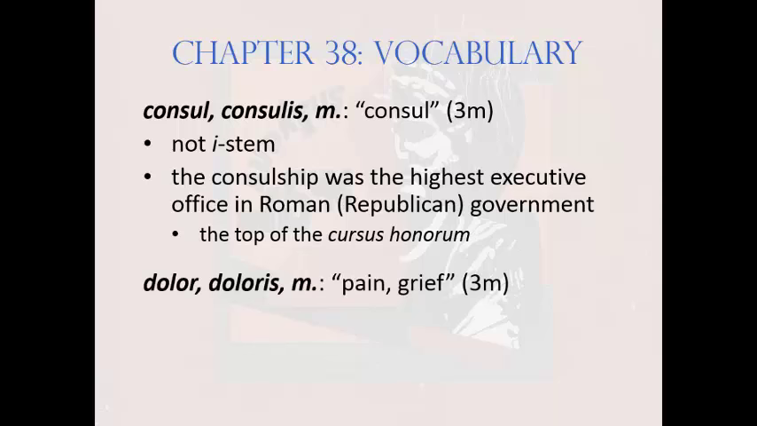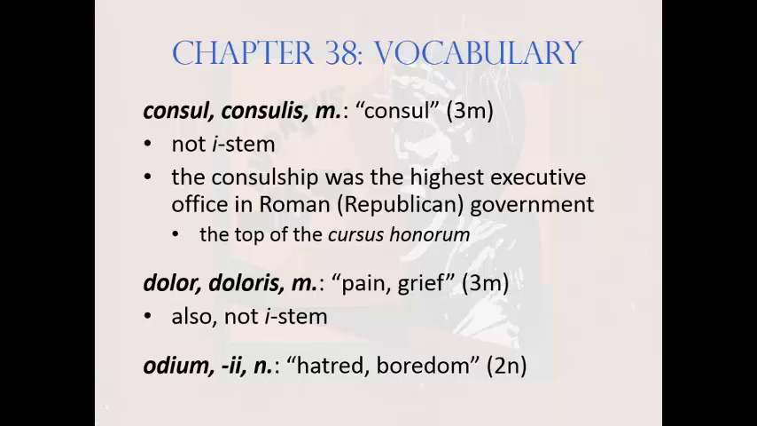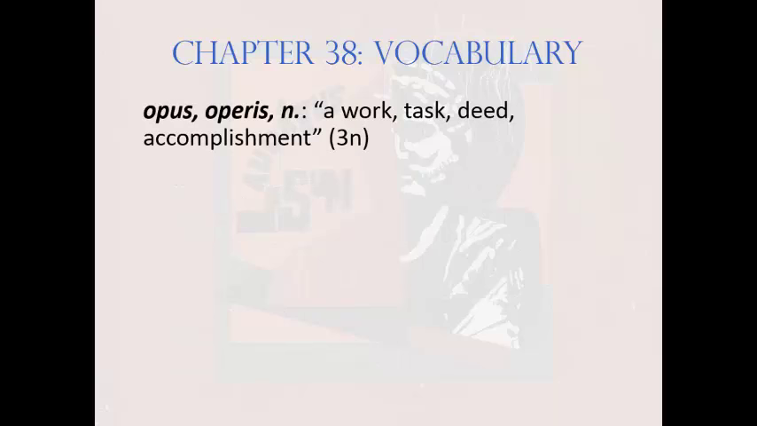The next word is dolor, doloris, masculine. Remember, all third declension nouns that end in or, oris, like amor, amoris, are masculine. Dolor means grief, another third declension non-i stem noun, and was what many lovers of republican government in Rome felt when Augustus did what he did. What they really felt was odium, odii, neuter, meaning hatred or boredom, a second declension noun. Here comes a very important word, opus, operis, neuter, meaning work, task, deed, or accomplishment.